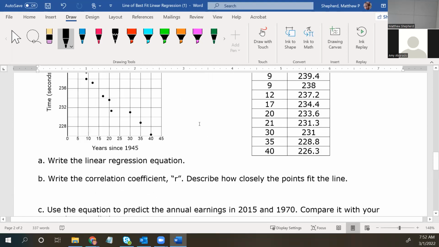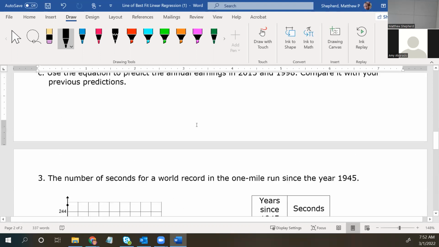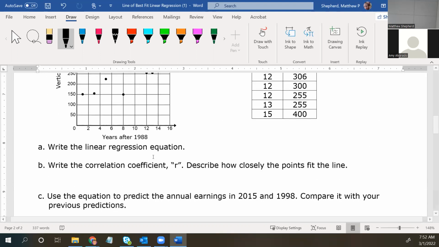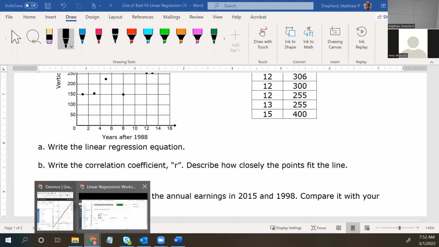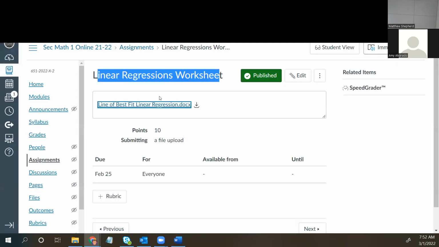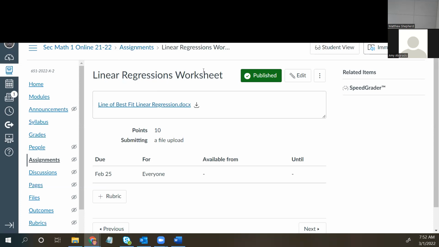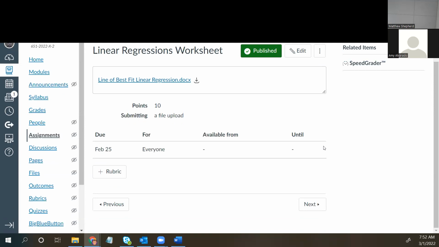Write your work on a separate sheet of paper and get this submitted into Canvas right here where it says linear regression worksheet. You just click start assignment and submit a picture of the paper where you've written down all of your work to receive credit for the work that you did today.